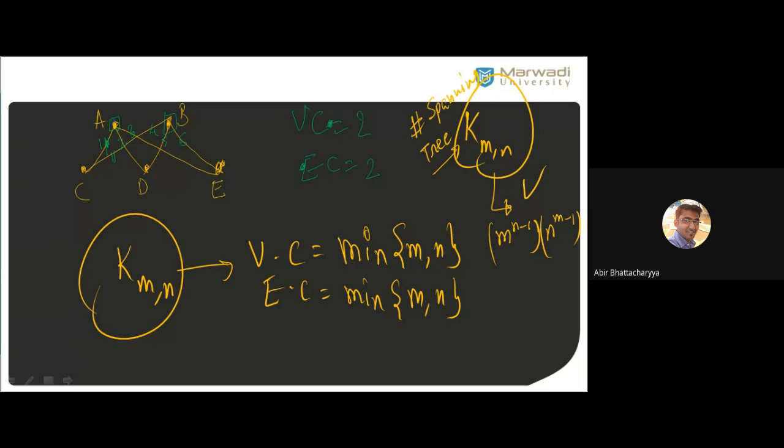Okay, so last question today. Find the edge connectivity and vertex connectivity of the Petersen graph. Find the edge connectivity and vertex connectivity for a Petersen graph. I hope you know what the Petersen graph is.